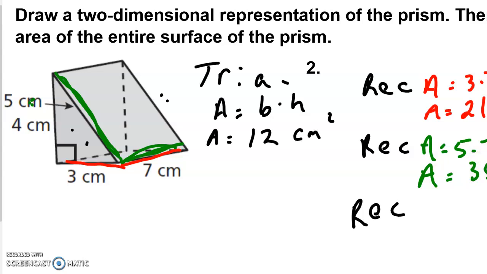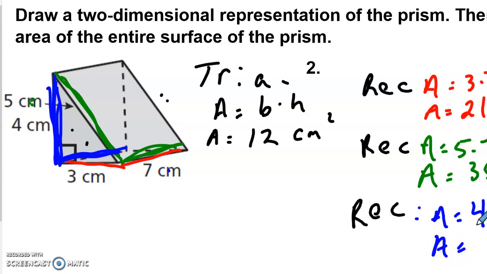Okay, now the last one is a little weird. It's the one here that's on the back. So it's the back of the shape. And what I know about it is that it is 4 tall, because this is 4. And I know the bottom part down here matches this, so it's 7. That means that we're talking 28 centimeters squared.